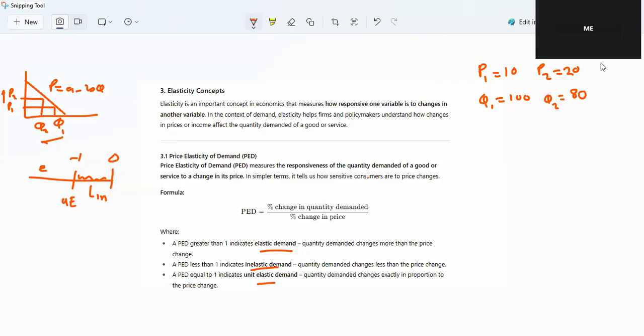Before we go there, I just want to do a quick exercise with you. Between these A, B, and C, you tell me which one is elastic, which one is inelastic, and which one is unit elastic. When I say A, you tell me elastic. B, you tell me unit elastic. C, you tell me whether it is elastic. So A, what is A?